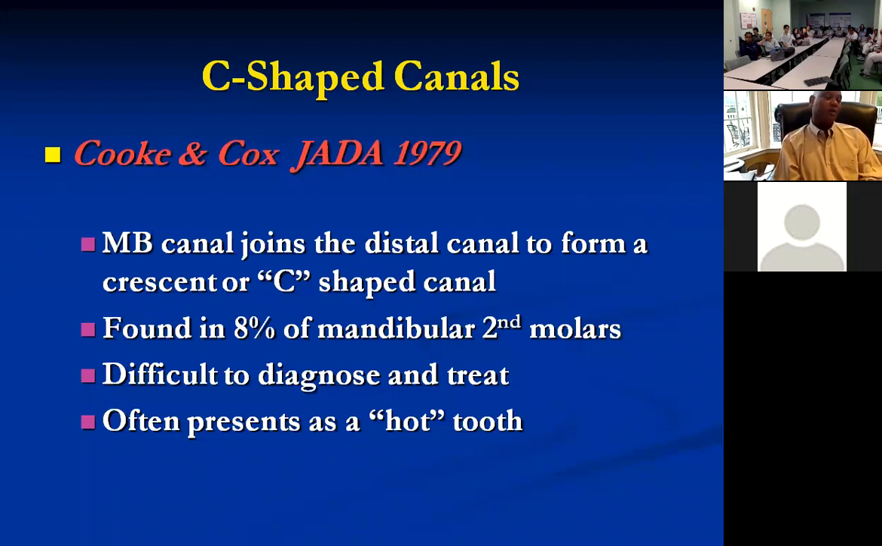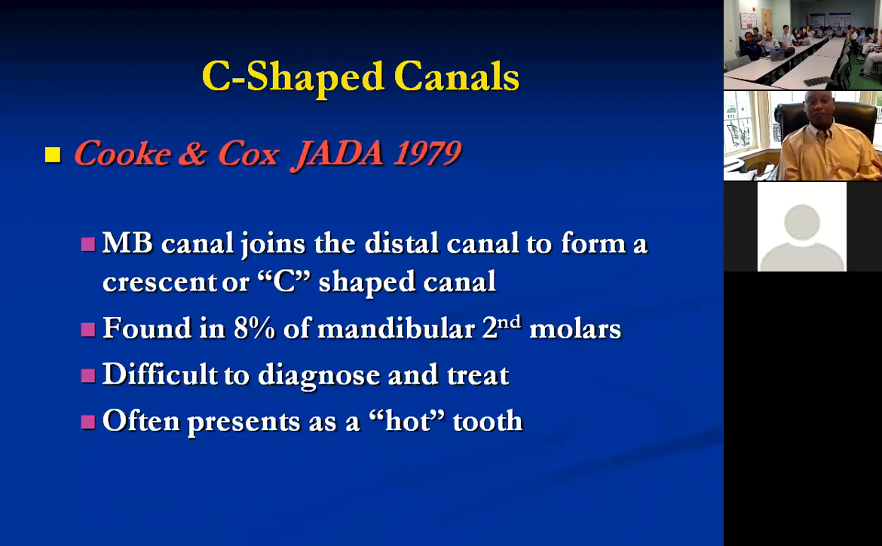So you've got your mesial buccal and your distal buccal, and those join and form the shape of a letter C, and you'll have a separate mesiolingual canal. It's really difficult to diagnose and treat these teeth, and they're usually really, really hot teeth. They're really hard to anesthetize and get numb. A lot of times we have to go in and do PDL injections or maybe intraosseous injections to get these teeth numb, because they could become very hypersensitive.